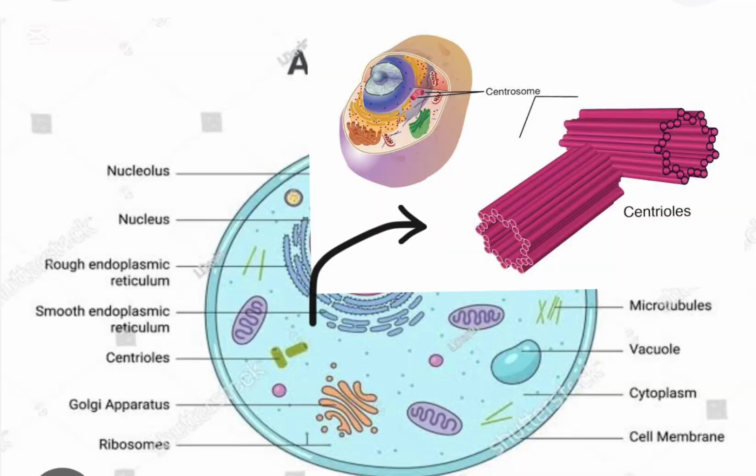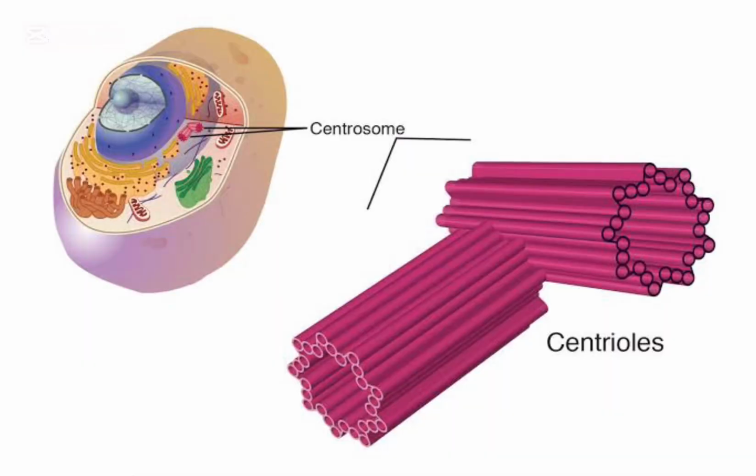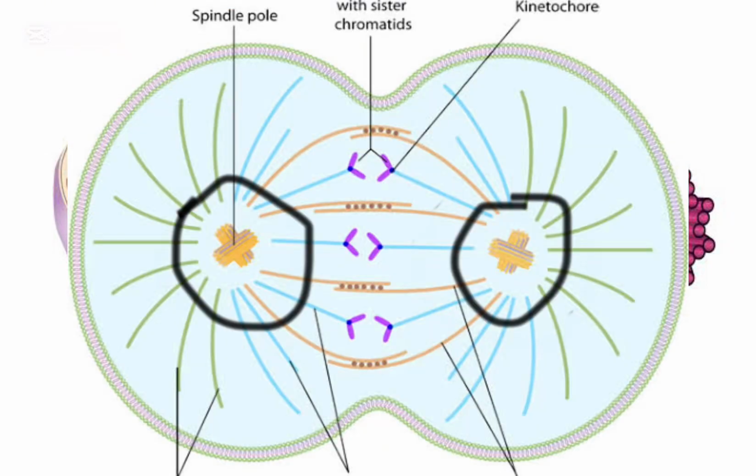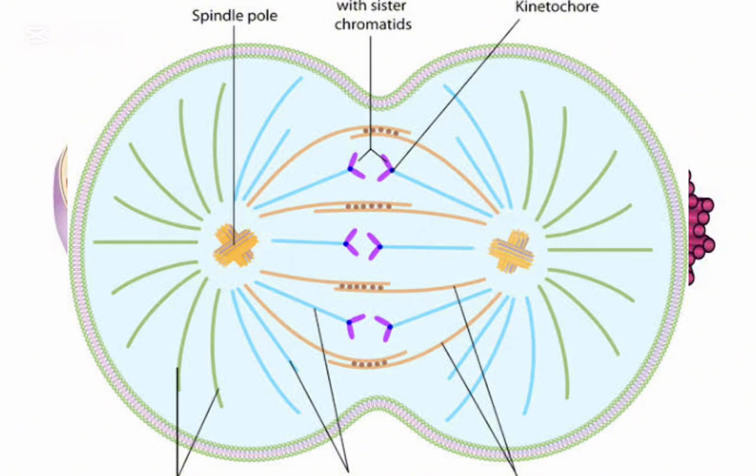Lastly, let's talk about the centrioles. The centrioles, they are cylindrical structures which are made up of the microtubule that we discussed earlier. So they are essential for cell division, and they do this by creating a mitotic spindle that helps to separate the chromosome during cell division as seen in the diagram.